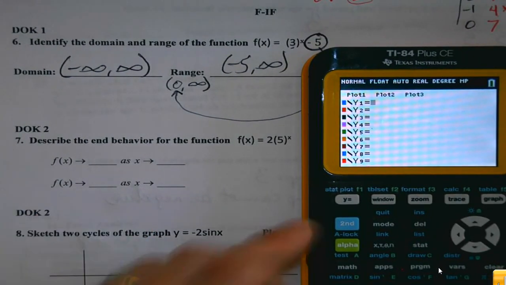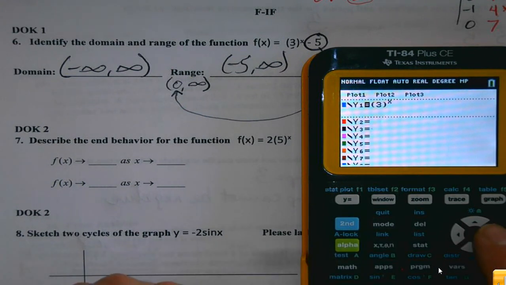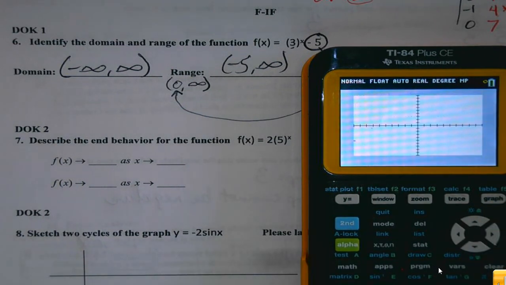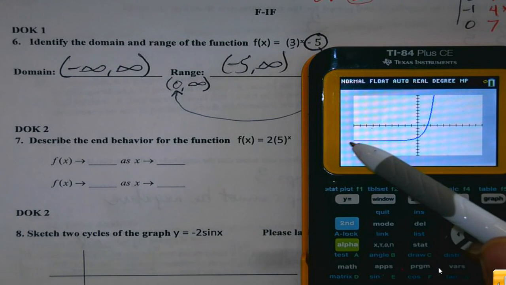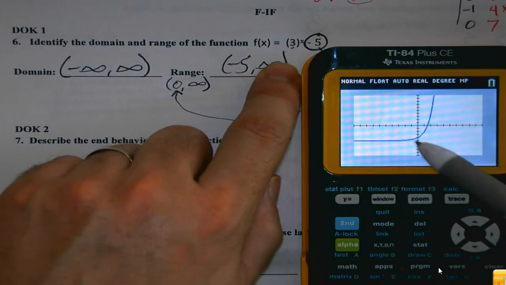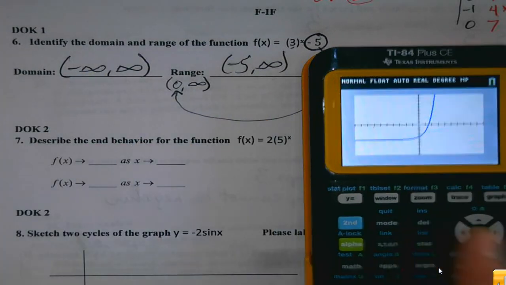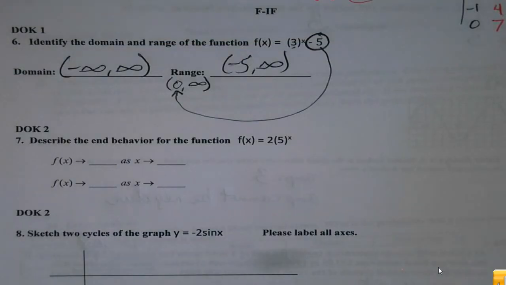If I forget, I just go here. I type in that, and I can look at the picture of it, and I notice what value is it going towards and kind of evening out at? -5. Goes up forever. Goes forever left. Goes forever right. So I can visually see it too, if I kind of forget that a little bit.